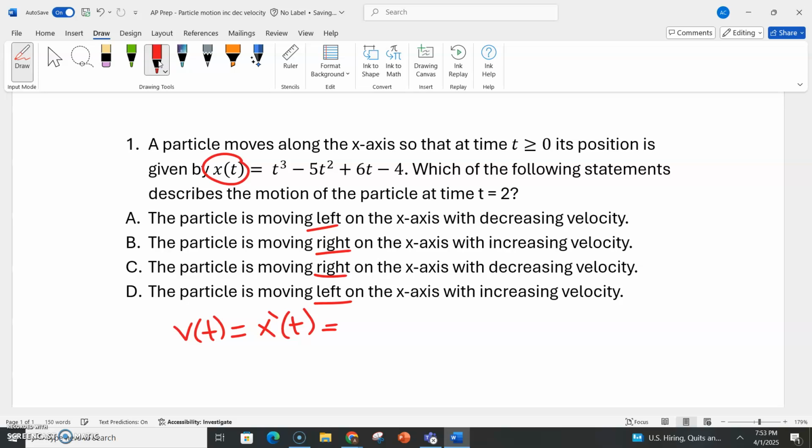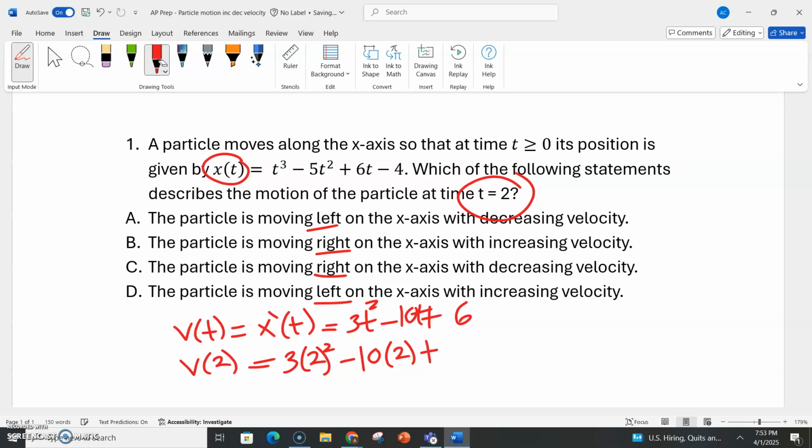So I'm going to take its derivative, and I get 3t squared minus 10t plus 6. Now, I need to find it specifically at 2. So I'm going to find v of 2, which in this case is 3 times 2 squared minus 10 times 2 plus 6. That is 3 times 4, or 12, minus 10 times 2, or 20, plus 6. So that's negative 8 plus 6, which is negative 2.